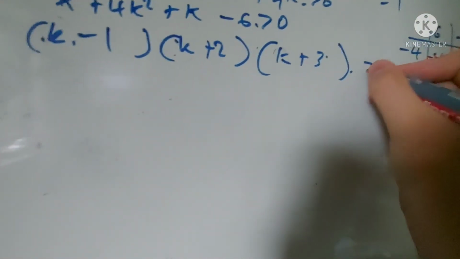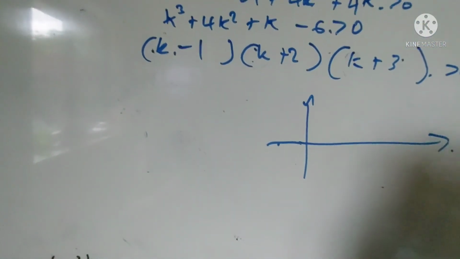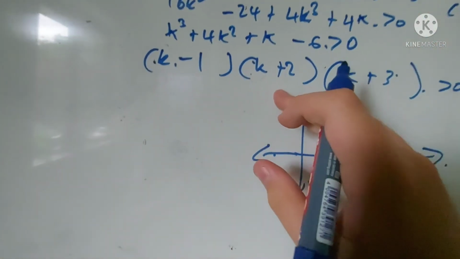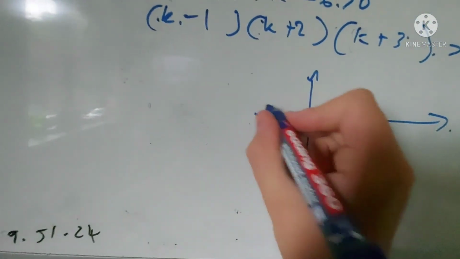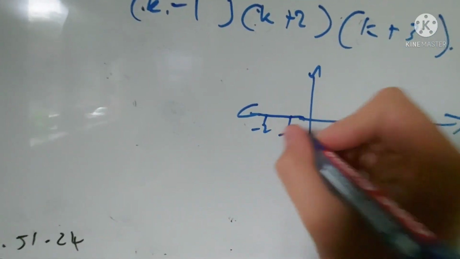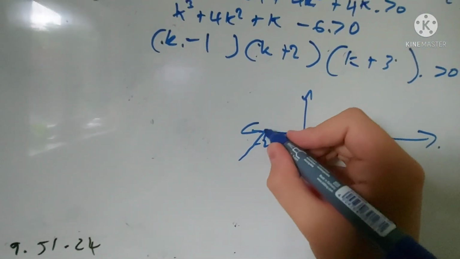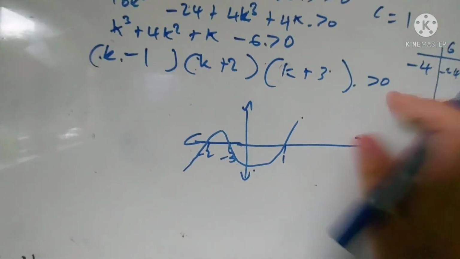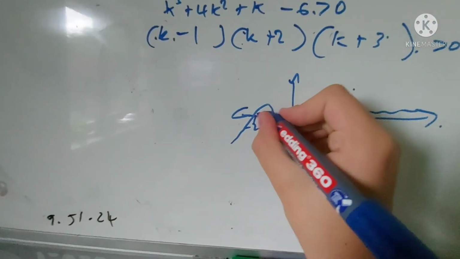And we need to find where this graph is above the x-axis. So if I draw this nice cubic curve on this graph, then we have minus 2, minus 3 and plus 1. Let me make that graph a bit longer. Okay, so this is a cubic that starts in the bottom left and goes through like so. We need to find where the graph is above the x-axis. Well, it's above it there, and it's above it in this section here.